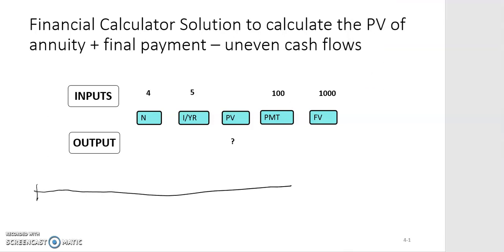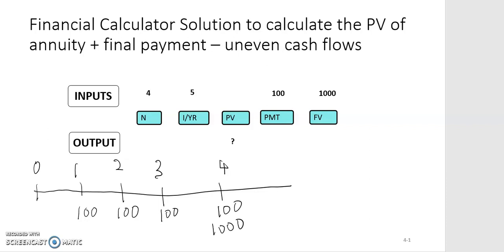If I was to plot the set of cash flows, it would then be represented as the ordinary annuity, which is paying me $100 every year for 4 years, and at the end of year 4 I'm also receiving $1,000. I'm also required to calculate the present value of this set of cash flows.